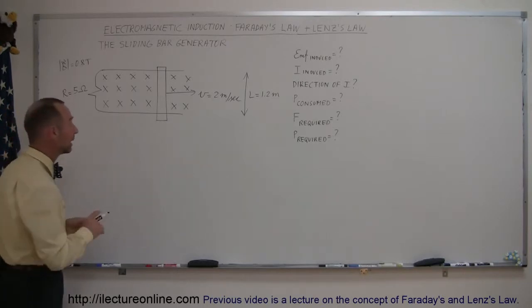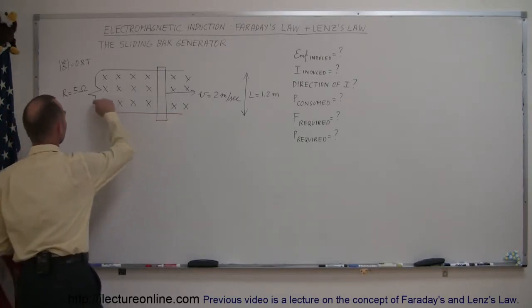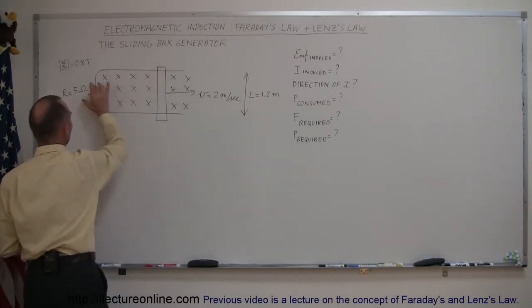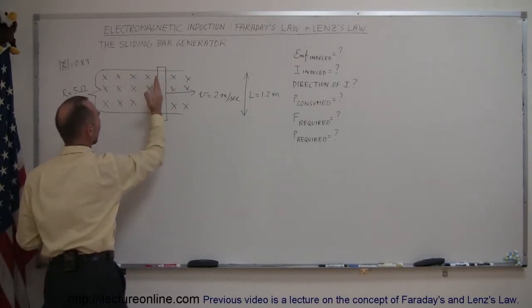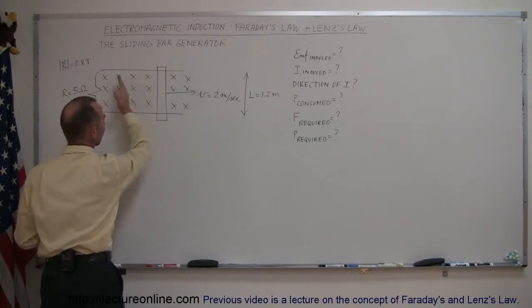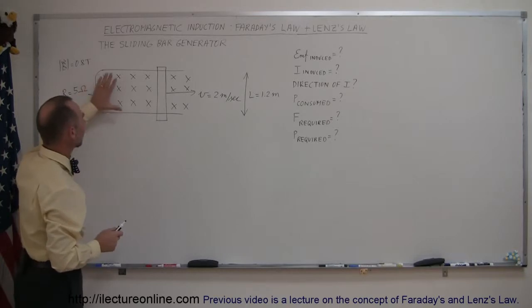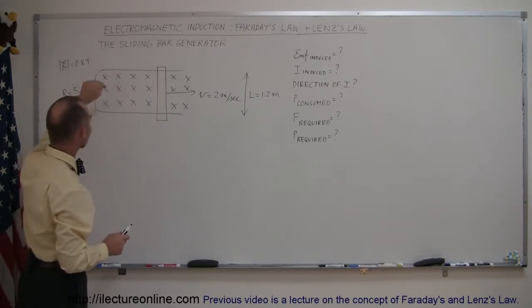The example here is a conducting wire that's shaped in a U-shape or horseshoe shape. At the end we have a resistor and we have a bar that is able to slide back and forth across these, you can call them rails. And there is a magnetic field through this loop. It's directed into the board.